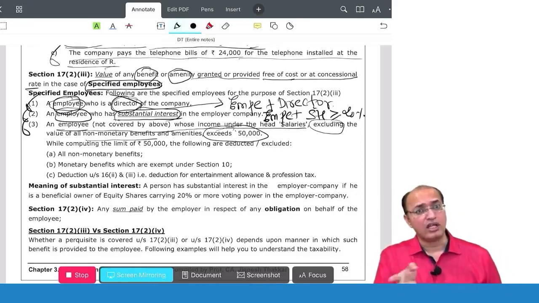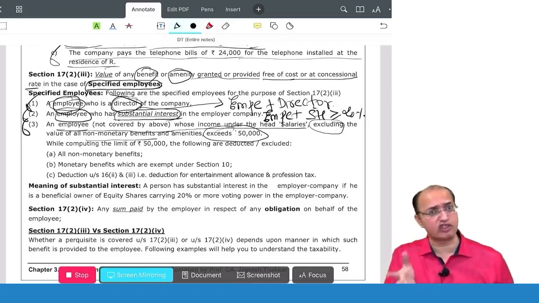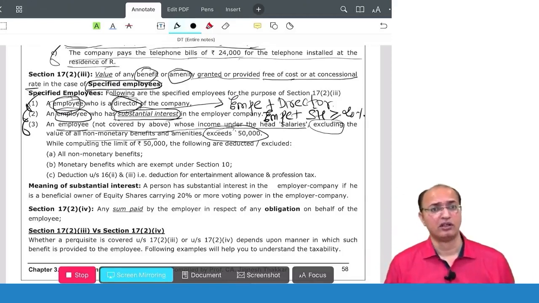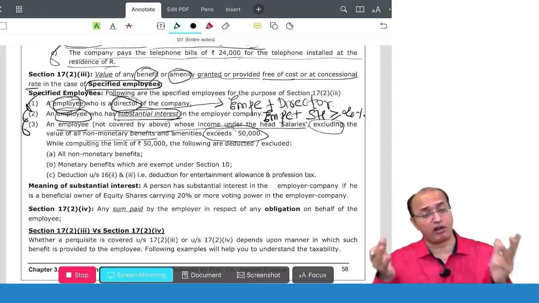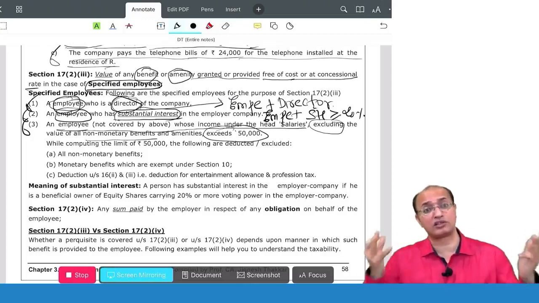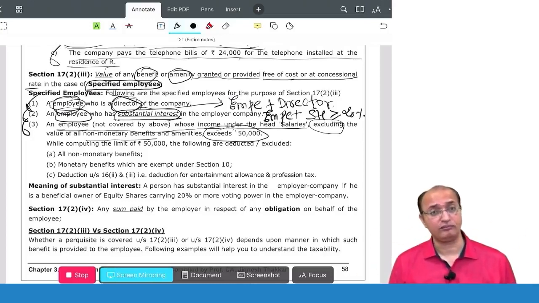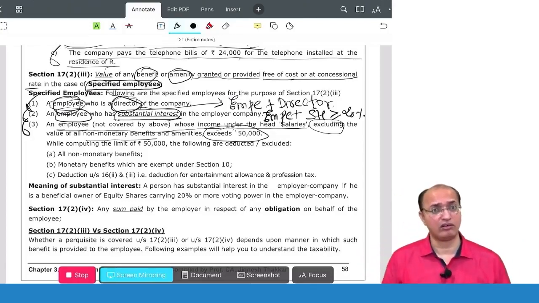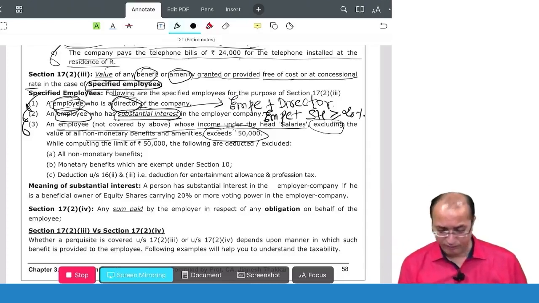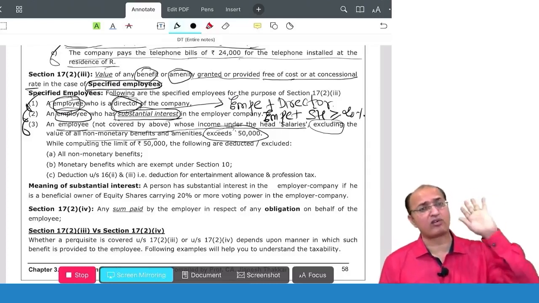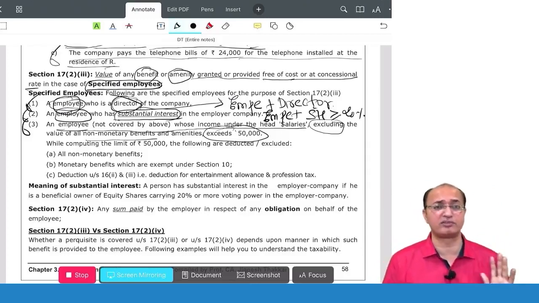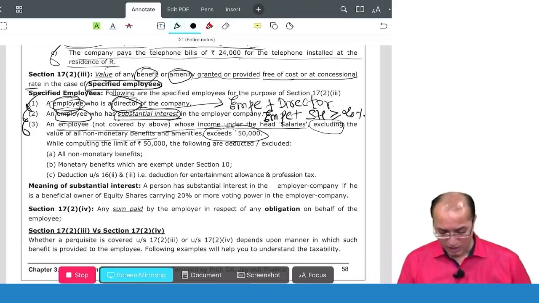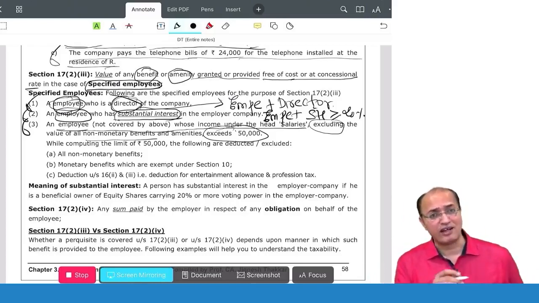Nowadays, even the security guard of the company, the watchman, his yearly salary will also be more than 50,000 rupees. So he will also be considered an important employee for the organization. He will also be considered a specified employee. Definitely you will not be in a position to accept this, but the fact is, this is the law. The amount of 50,000 was fixed a long time back, maybe 25, 30, 35 years back. From that time onwards, the government has not taken the effort to revise this amount. In my opinion, this amount should be at least 18 to 20 lakh rupees.